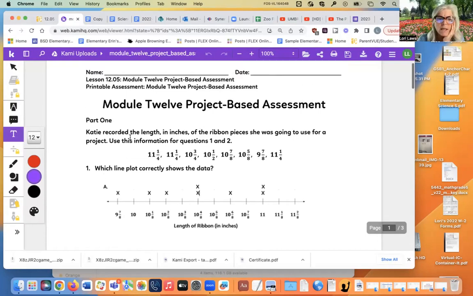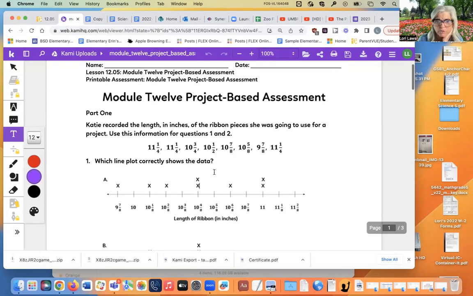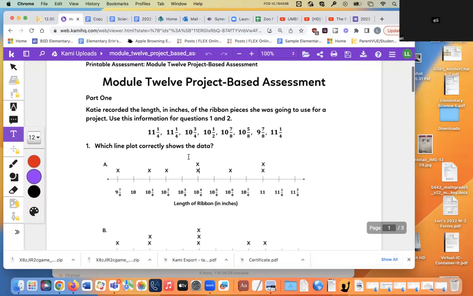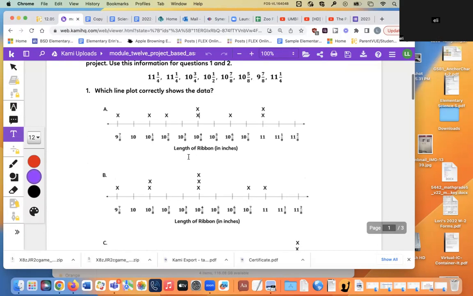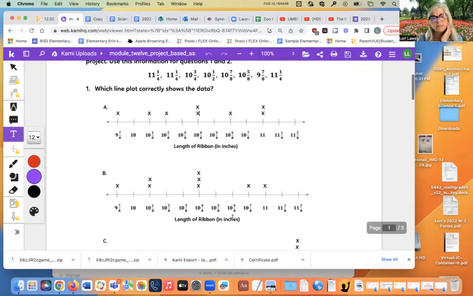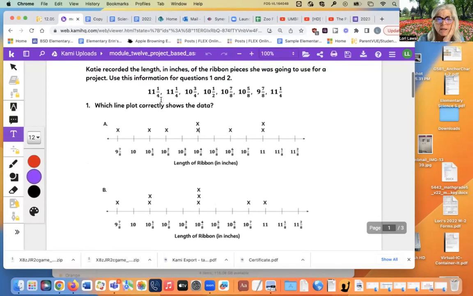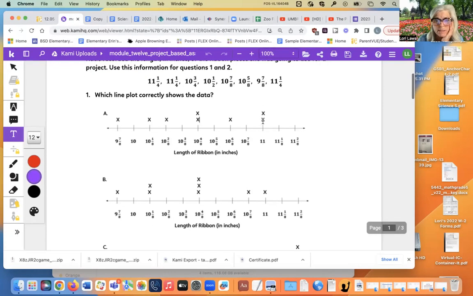So here we go. Katie recorded the length of the ribbon pieces she was going to use. She had one that was 11 1/4, one that was 11 1/4, a third one that was 11 1/4. She had one that was 10 3/4, one that was 10 1/2. And then they ask you, first of all, which line plot shows the correct data? So they don't make you write it all out, which is kind of nice. You just have to pick. So I see 3 11 1/4. Let's see who has 3. This one doesn't have any 11 1/4.